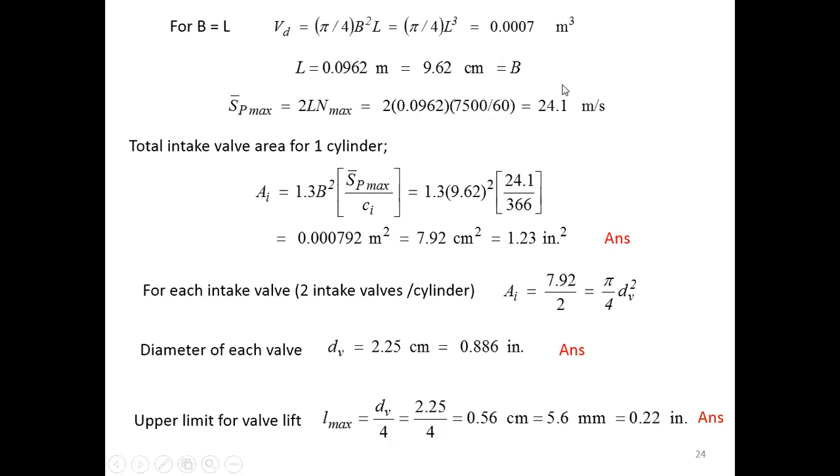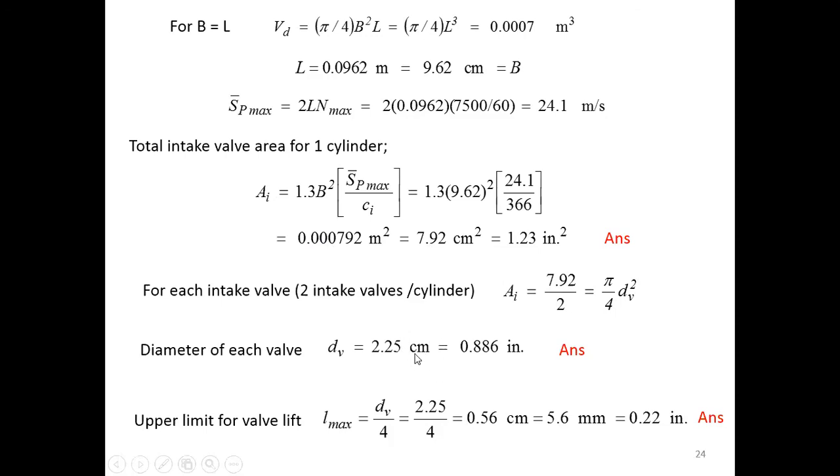And since I know the maximum mean piston speed, the speed of sound, and the bore, I can calculate the total intake valve area for 1 cylinder. So the total intake valve area is 7.92 square centimeters. We have 2 intake valves per cylinder, so the intake valve area for each valve will be the total divided by 2. With this, I can come up with the diameter of each valve, which is equal to 2.25 centimeters.